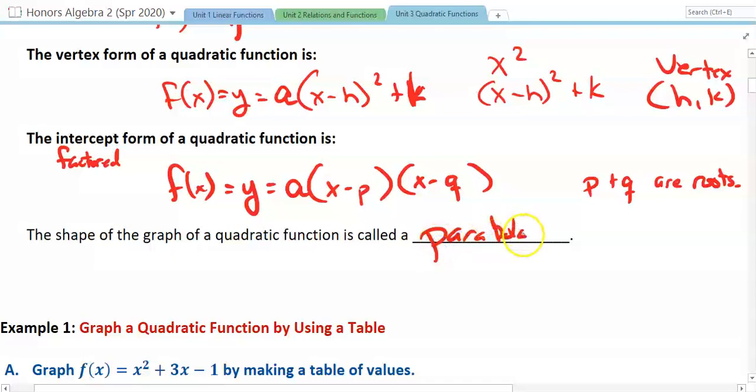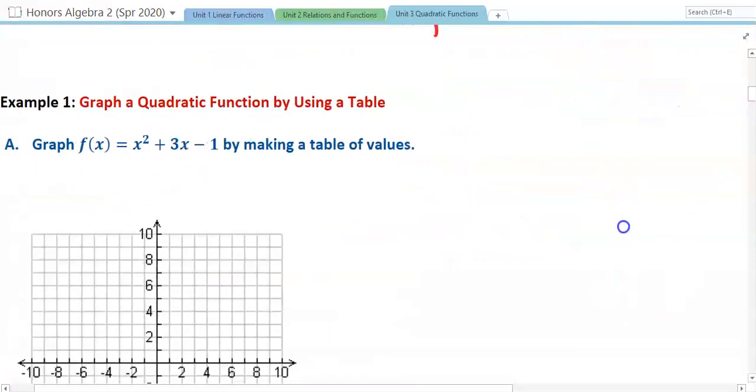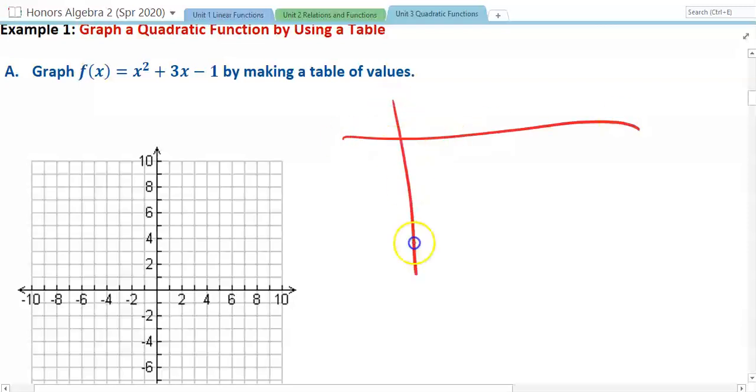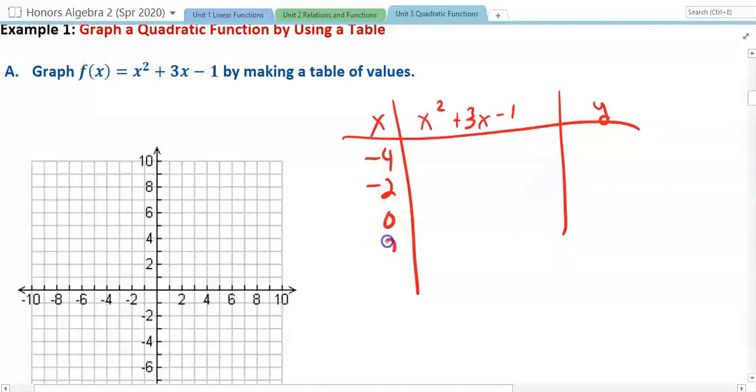All right, so example 1, graph the quadratic x squared plus 3x minus 1 by making a table of values. Now, a table of values is not the best way to graph a quadratic function, but let's see how we get it from the table first. I'm going to start out with x's, plug each x value into this function, and get y values out of that. I'm going to pick quite a few x values here. I'm going to go from -4, -2, 0, 2, and 4. And we might add a few other numbers to this.